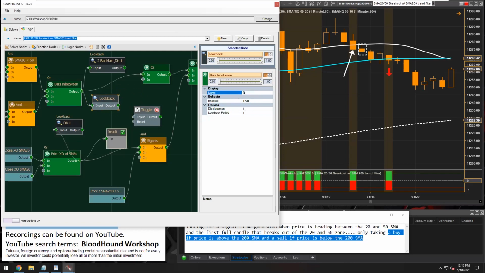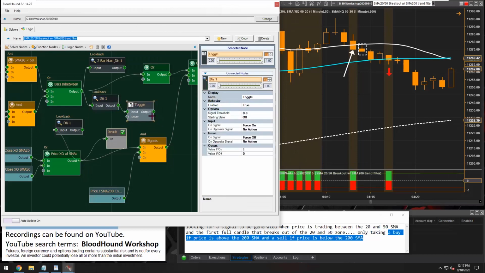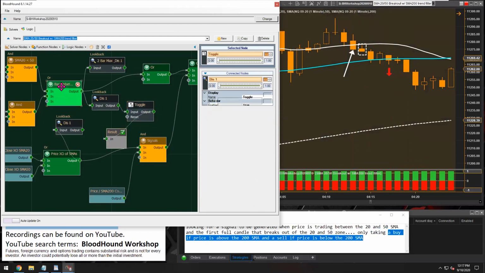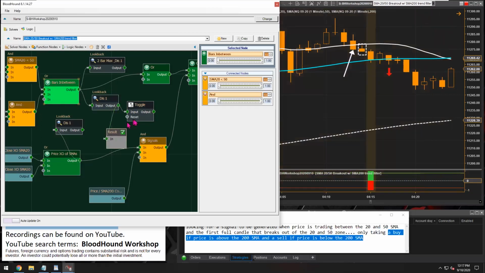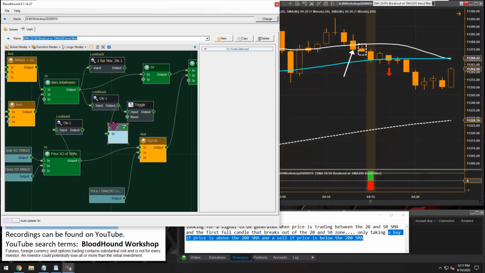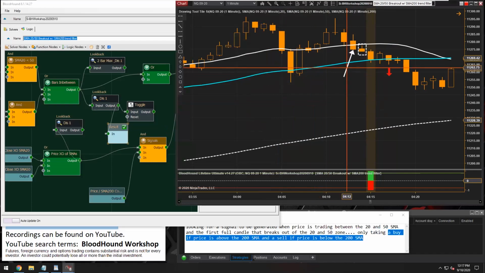Again, I'm going to use the displacement function and put that into the toggle node. See if that helps. Right? So remember, I'm taking, let's see here, let's take a look at this. There we go. So we have the cross in bar here. So we get the crossover.